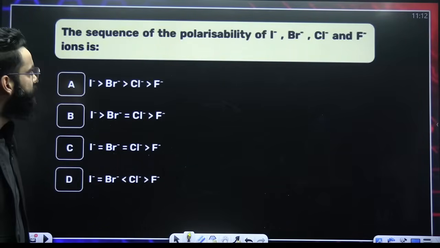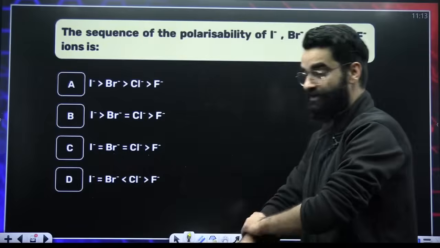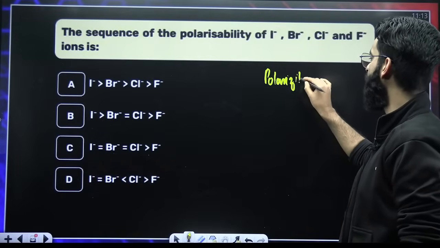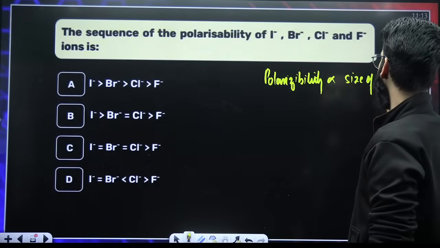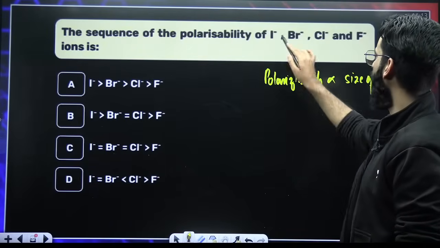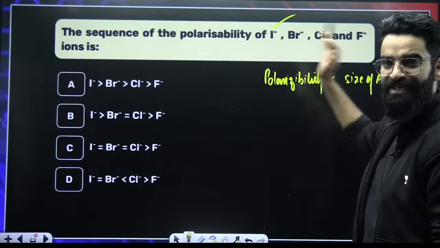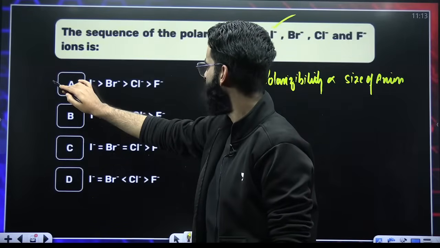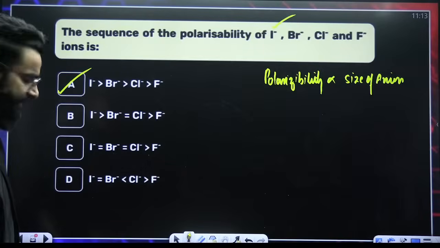This question, the sequence of polarizability of these anions. When I talk about polarizability, that is directly proportional to the size of anion. Now, among all these anions, I negative has got maximum size, so it will show maximum polarizability. Maximum polarizability means it will show maximum covalent character. So I negative, Br negative, Cl negative, F negative. This is the polarizability order, which I believe everyone has written correctly in the chats.